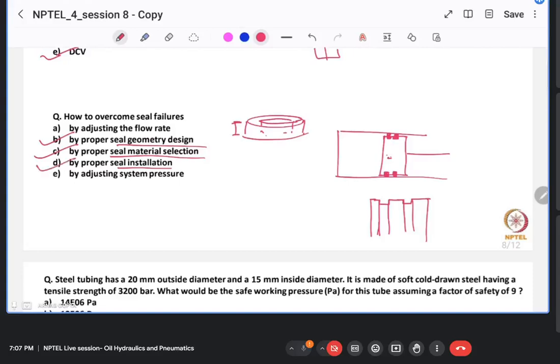Now coming to the other two options, adjusting the flow rate and adjusting the system pressure. These two don't allow us to overcome the seal failures. We shouldn't adjust system pressure and flow rate just to protect the seal. Rather, the seal should be selected by taking into account the Q and the delta P. These are the input parameters while designing or selecting a particular seal material. So these two shouldn't be adjusted.